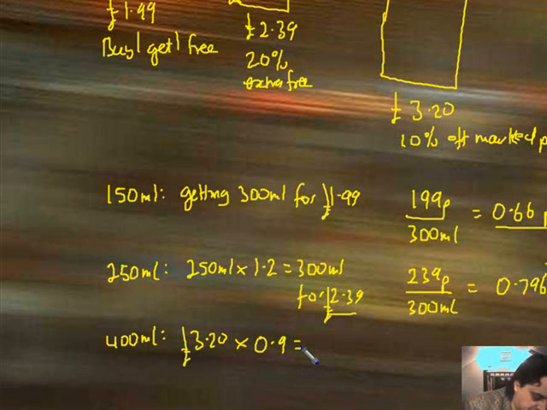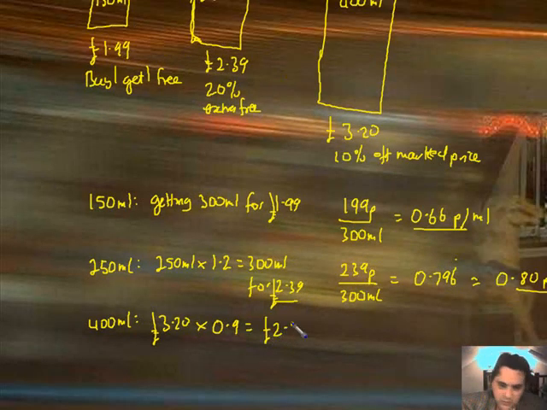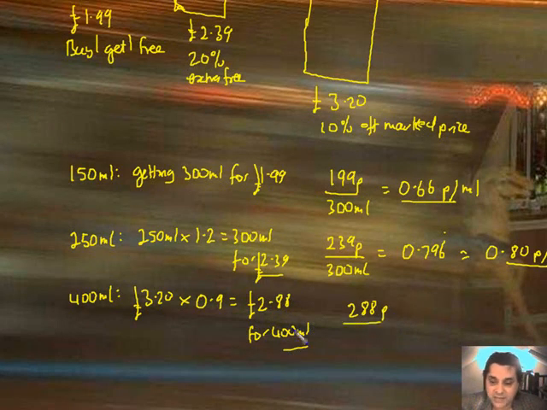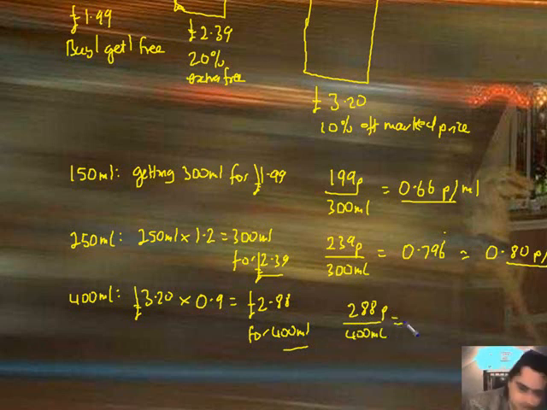3.20 times 0.9, that's my 10% off, is going to cost me 2.88, and that is for 400 milliliters. So let's do my sum now. I'm going to take my 288 pence and divide that by 400 milliliters. 288 divided by 400 equals 0.72 exactly, and that's pence per milliliter.